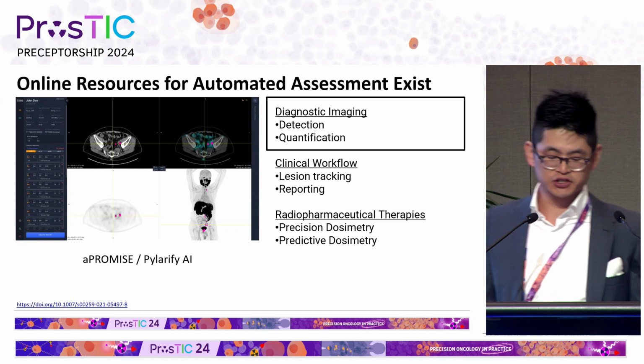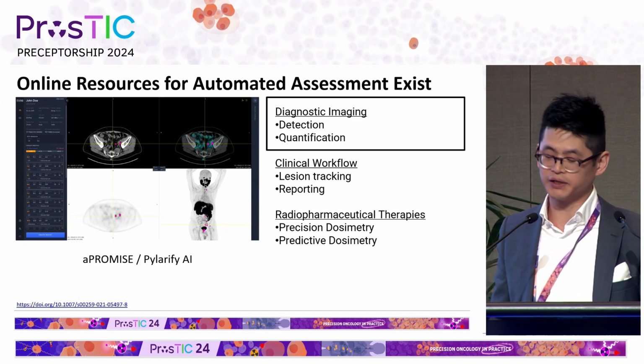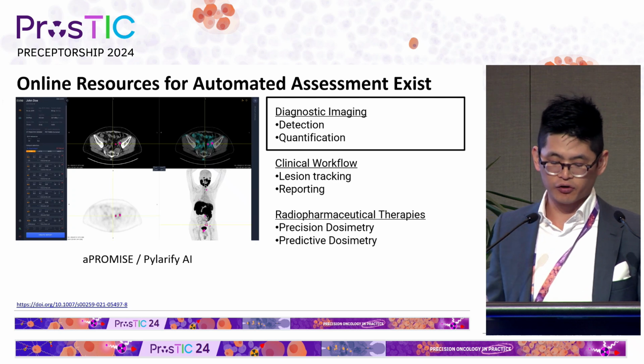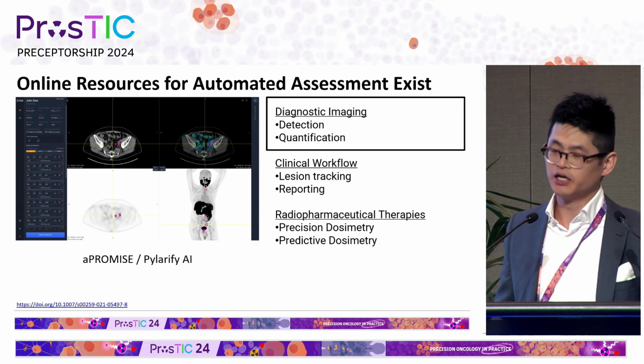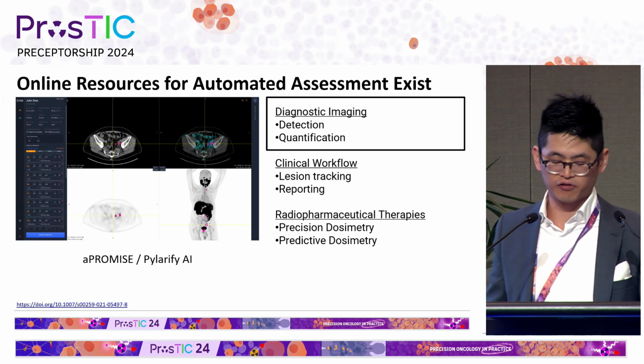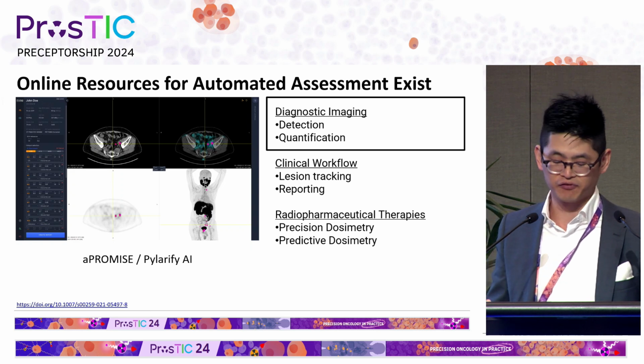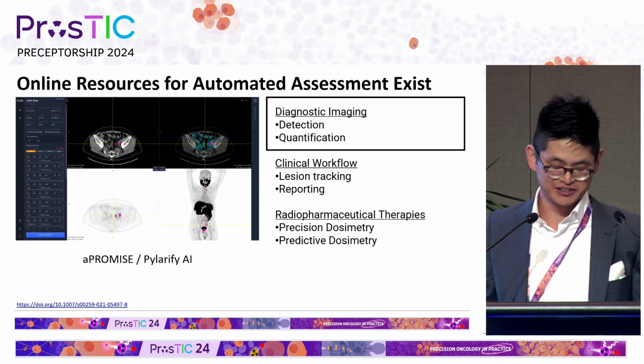The result of that was actually PROMISE or Pylarify AI, which is an FDA-cleared product for automated assessment in PSMA PET. However, like many other early CAD or computer-assisted diagnostic systems, there's a criticism of a high number of false positives. And there were actually 19.5 false positive pelvic lesions per patient in the study.